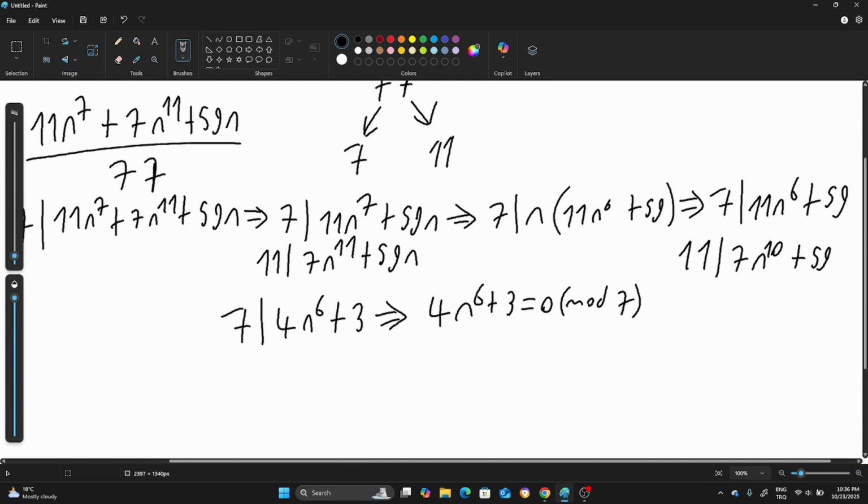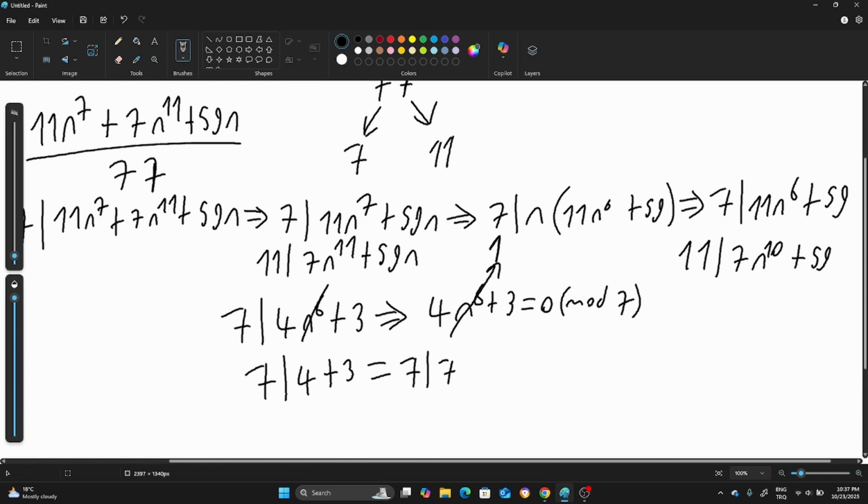Now, why did I do this? Realize that 7 is a prime, and 6 is prime minus 1. So what do I imply? I imply Fermat's little theorem, which basically means that n^6 is eventually going to be 1. For those who don't know, just check out Fermat's little theorem. We can then eliminate n^6 to get 7 divides 4 + 3, which is 7 divides 7, which is always true.